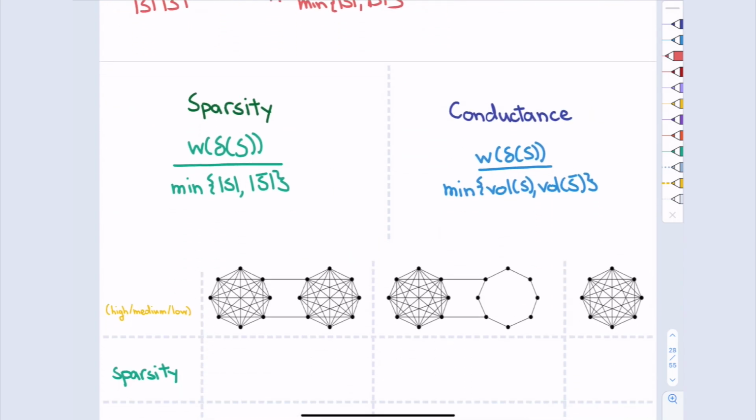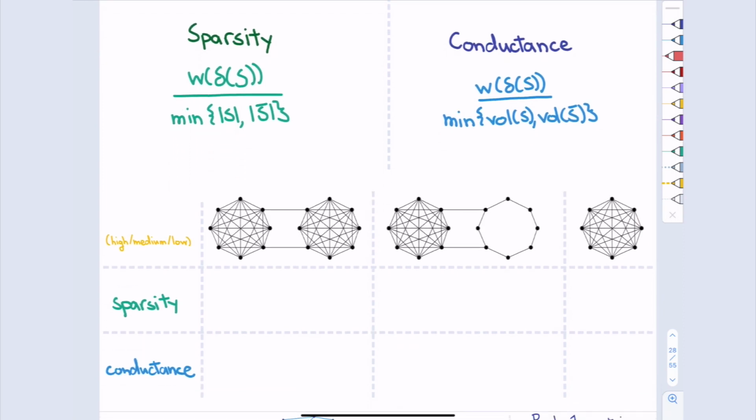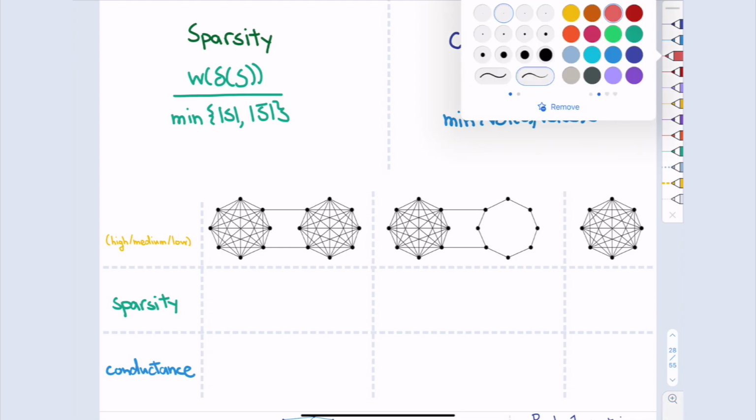So maybe just to get some sense, I rewrote sparsity in terms of min, but again, that's not a big deal. So here are 3 different graphs, and I was going to ask you for each one whether this is, loosely speaking, high sparsity, medium sparsity, low sparsity, and high conductance, medium conductance, low conductance. So what can we do? You can do votes. Who's not going to vote?